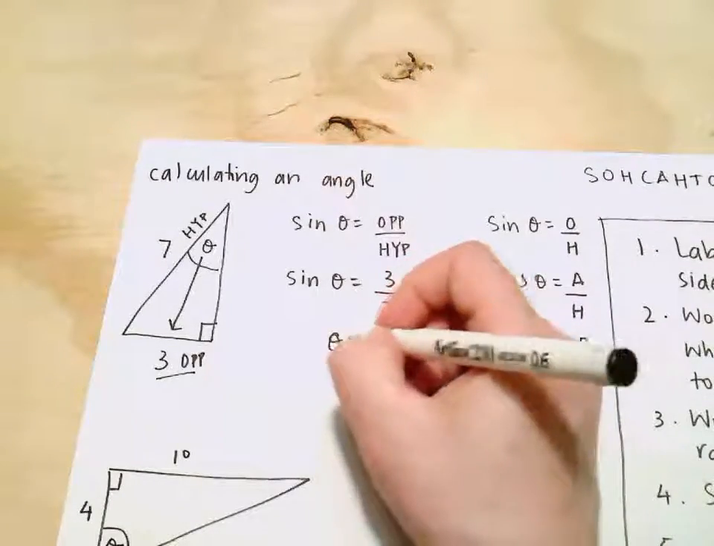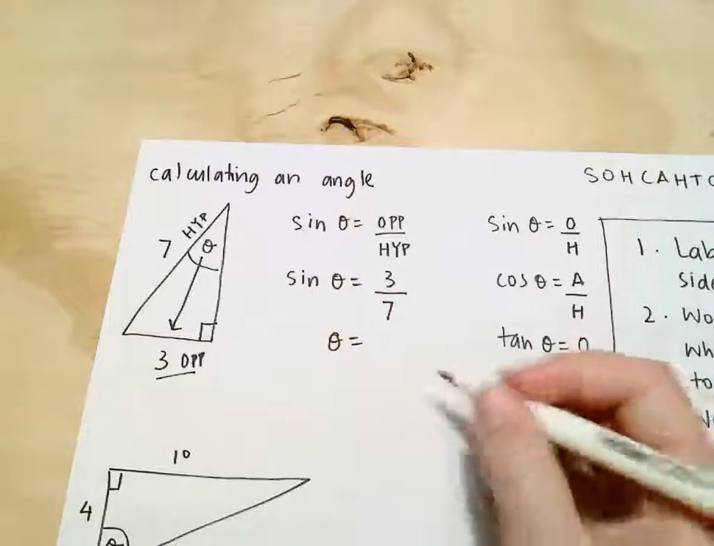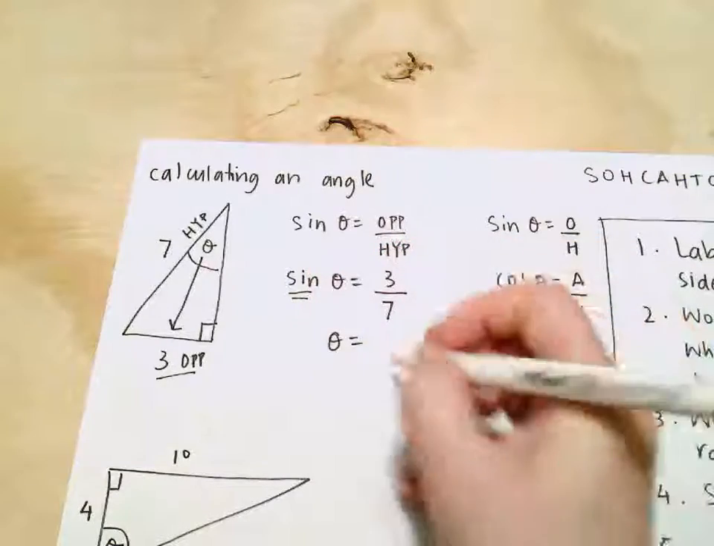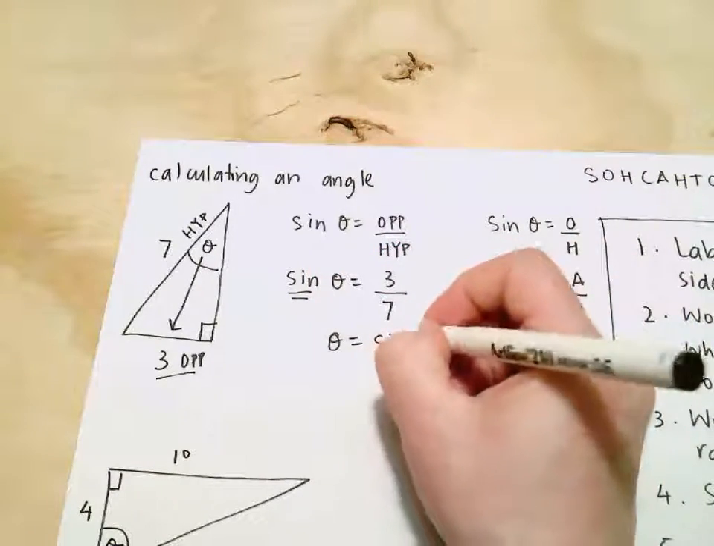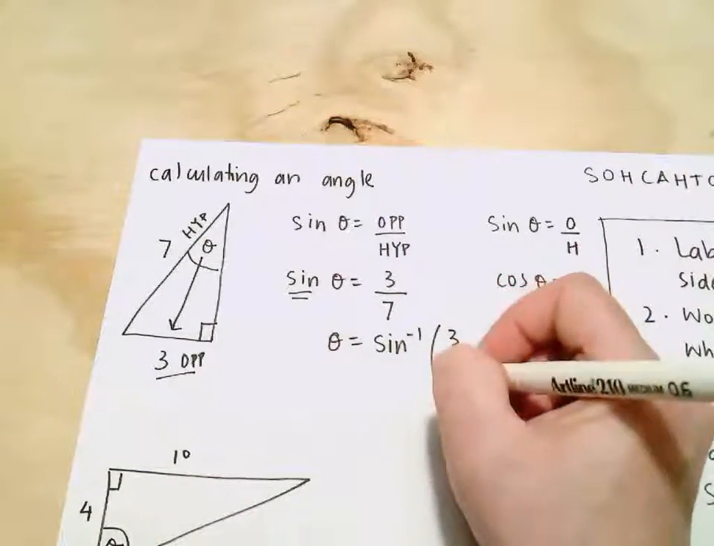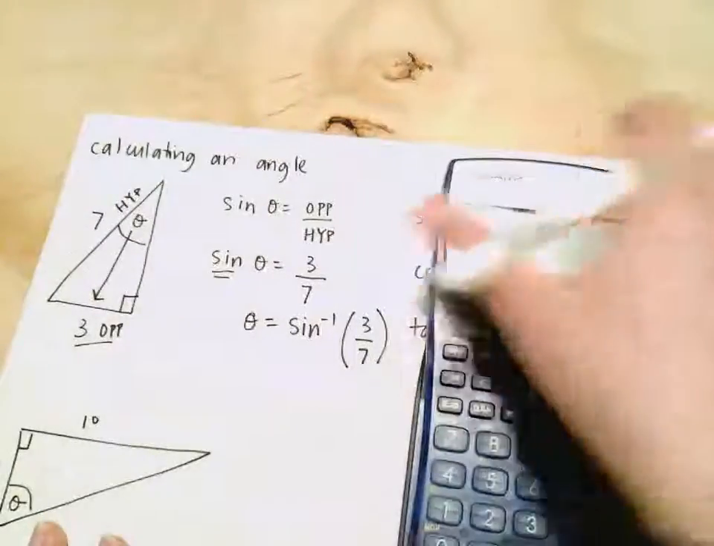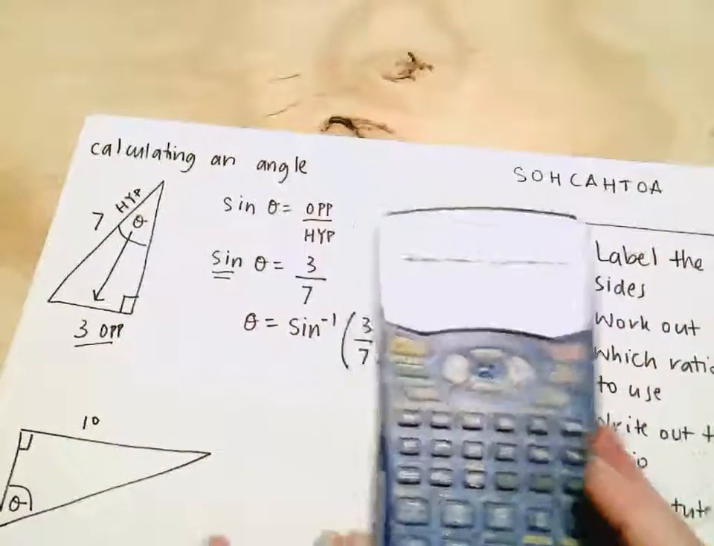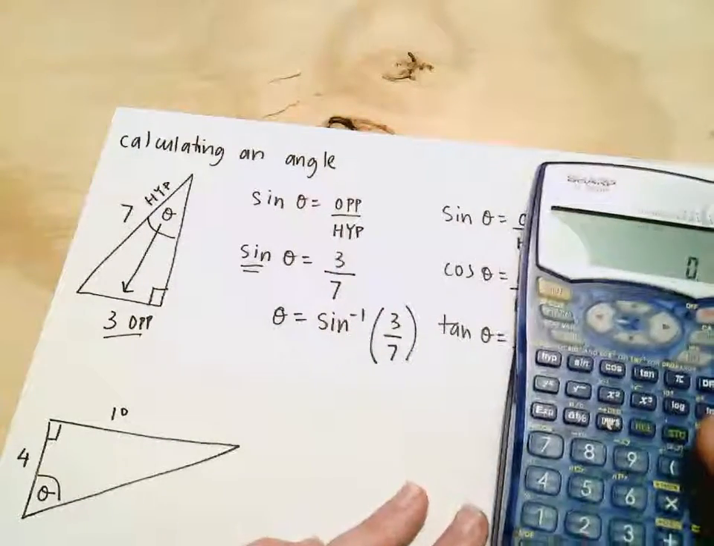Now I'm trying to find theta here. So in order to find theta, I need to get rid of this sine, and to do that I use what's called the inverse sine function, which is sine to the minus 1. So on my calculator, I'm going to type in sine to the minus 1. Now you'll find all the inverse functions, sorry, can you see that?